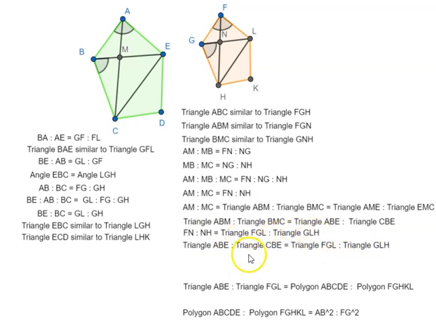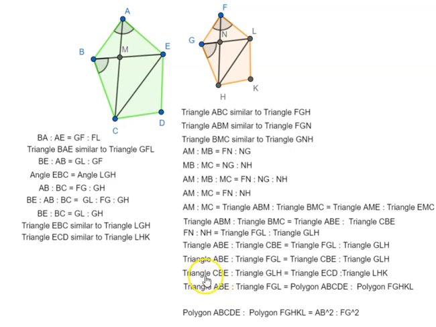Okay. Now let's take the alternate ratio. So triangle ABE is to triangle FGL is equal to triangle CBE is to GLH. Similarly, we can show that triangle CBE is to GLH is equal to triangle ECD is to LHK. So we have shown that we can divide this polygon into similar triangles, and these similar triangles will be in the same ratio, which is what basically similarity means.